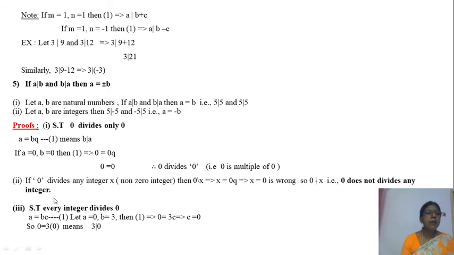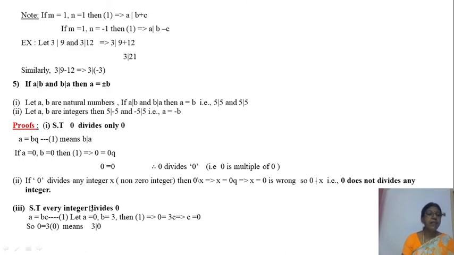Now compare these two: 0 divides 0, and 0 does not divide any other integer, which means 0 divides only 0. Suppose we are asked the question, show that 0 divides only 0. We show these two statements: 0 divides 0, and 0 does not divide any other integer. Combining both, 0 divides only 0. Separately, this question can also be asked: show that 0 does not divide any other integer. You write this one only. Okay? See the next problem or statement.